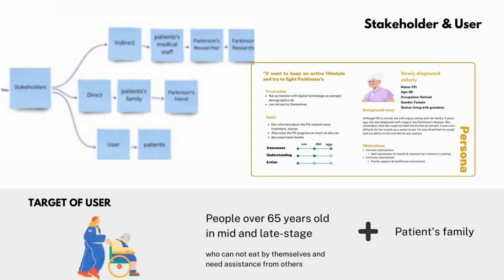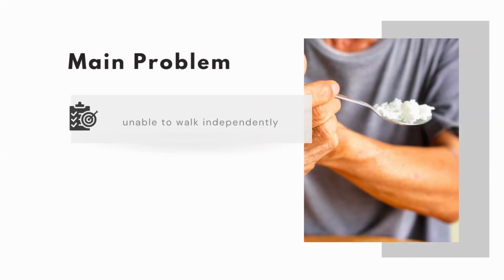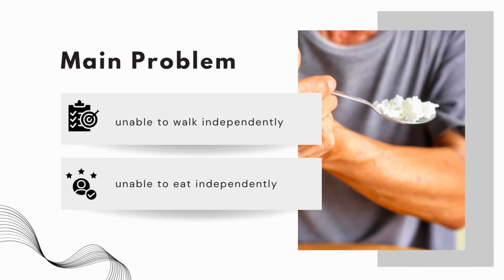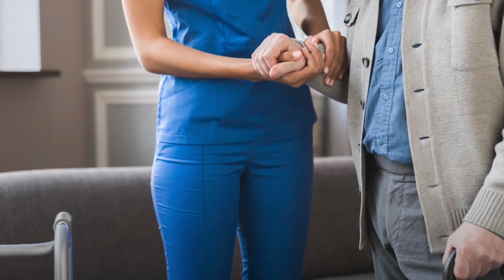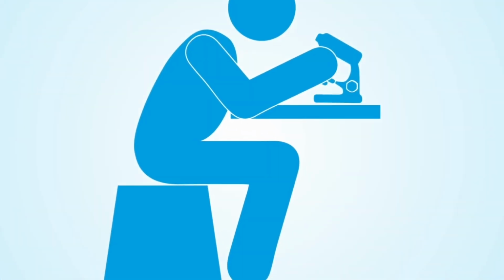The end user is a Parkinson's patient over 65 years old in the mid and late stage who cannot eat by themselves and needs assistance from others. So the design aims to reduce hand tremor, increase health monitoring and confidence, and achieve independence.